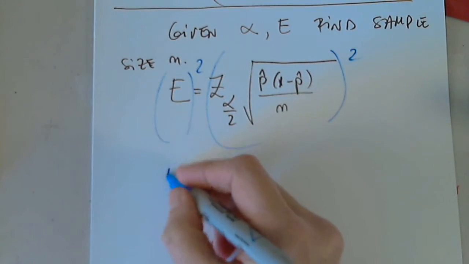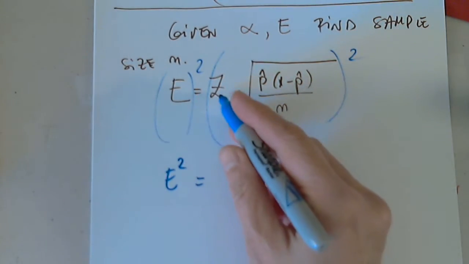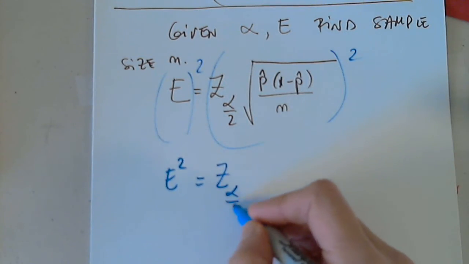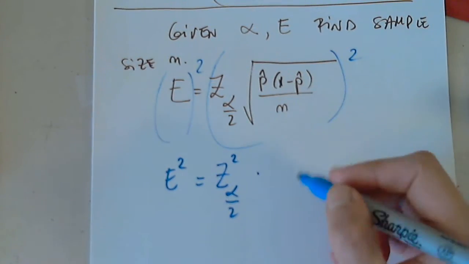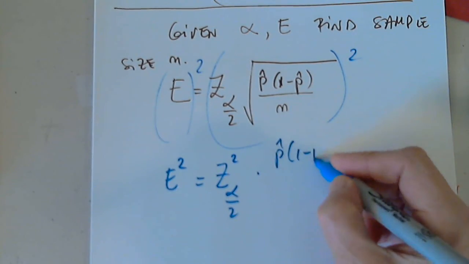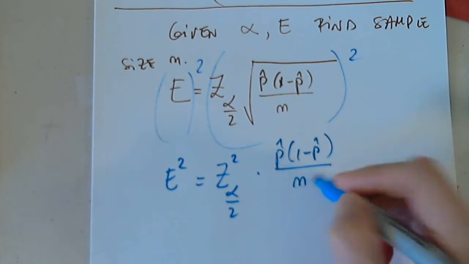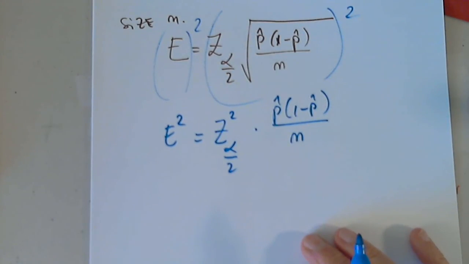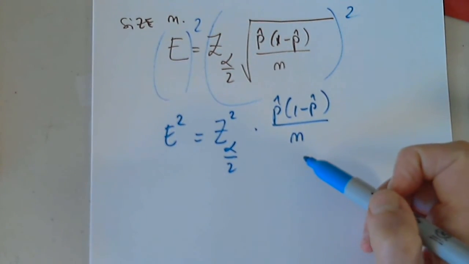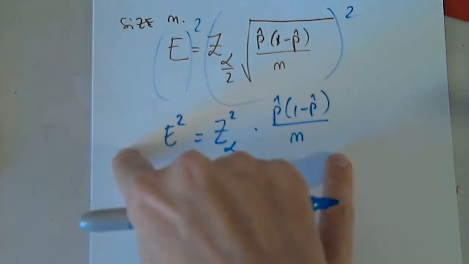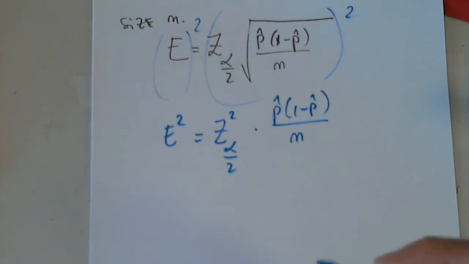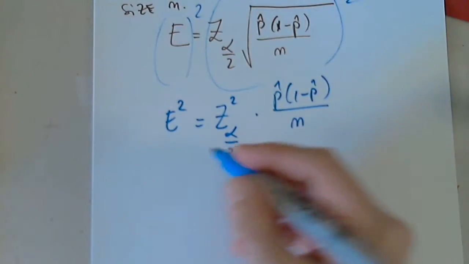We square both sides, and we get e squared. We square this. Z sub alpha over 2 is just one number. And then I have squared, when I square the square root, I get p hat, 1 minus p hat divided by n. From here, I cross multiply, or switch these two in a proportion. I can do that. In case you don't remember, I will show you.